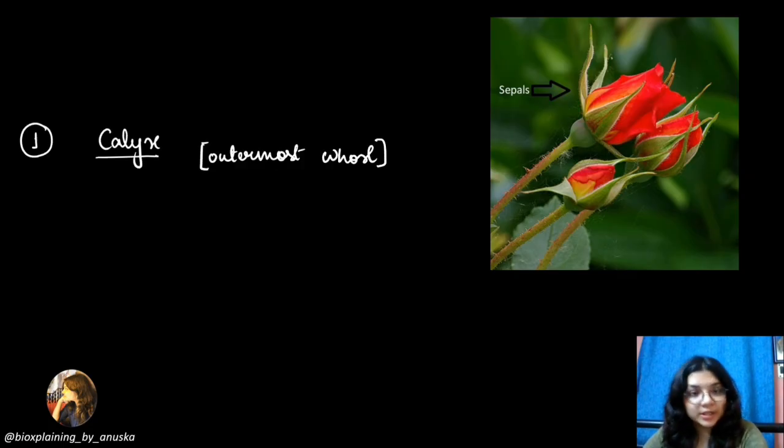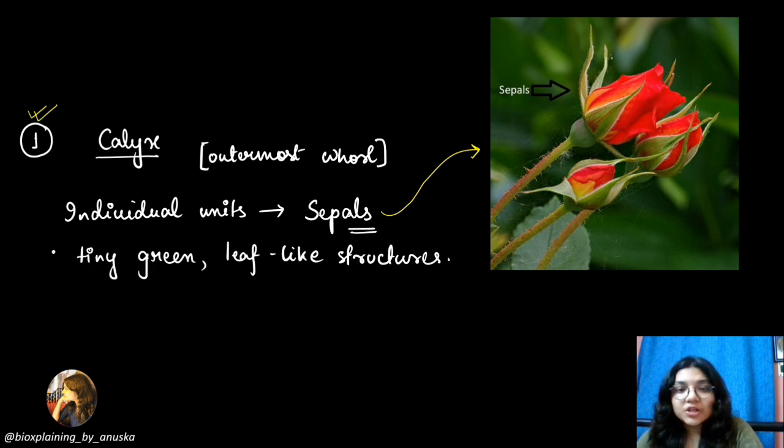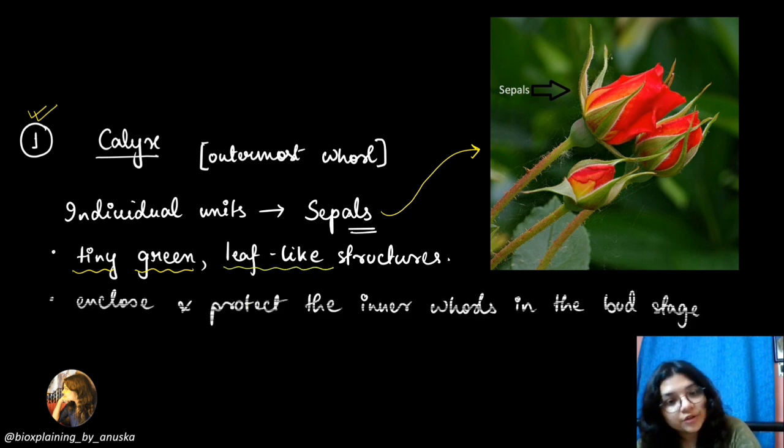So the first whorl of a flower, what is it? That is known as the calyx. It is the outermost whorl. And as you can see in the image shown here, the individual units of the calyx are what we call the sepals. So these are small, tiny structures, green in color, and they kind of resemble the leaf. So these are tiny green leaf-like structures.